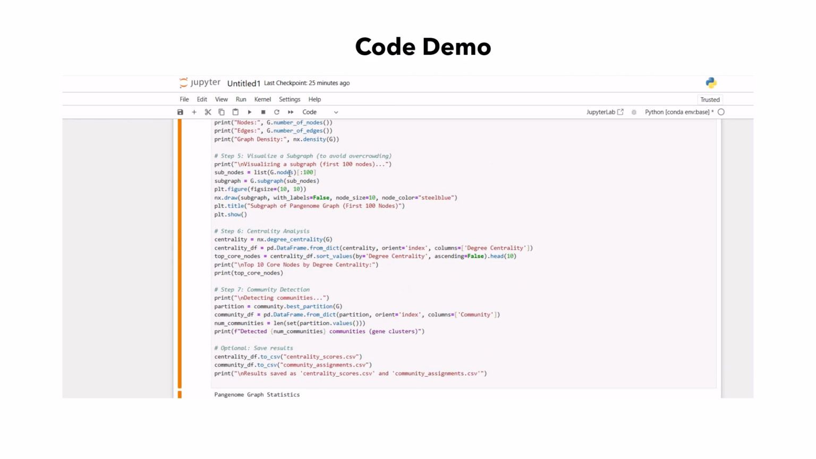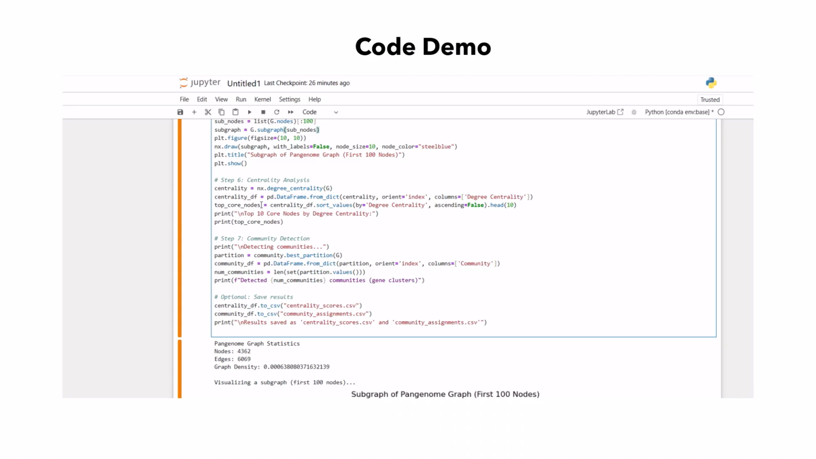And here we are visualizing the subgraphs. The main purpose of this is to visualize a manageable portion. Here I mentioned 100 nodes. This is mainly because the entire graph is too large and complex to visualize clearly. So here we are using only the first 100 nodes in order to represent the Pangenome graph.